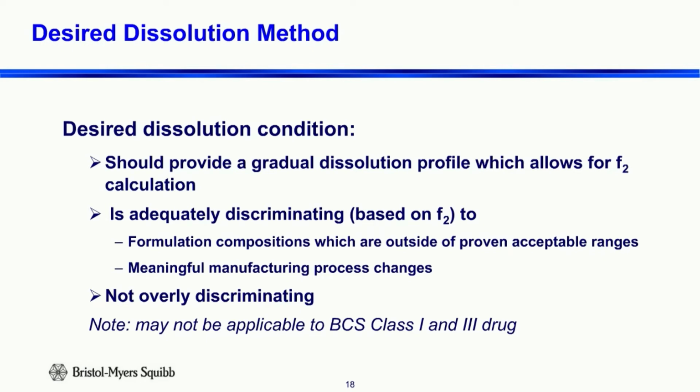So if you're picking up differences that in vivo don't show difference, then your method is overly discriminating. That's to your company's disadvantage. Then you would not easily get your product post-approval change approved.